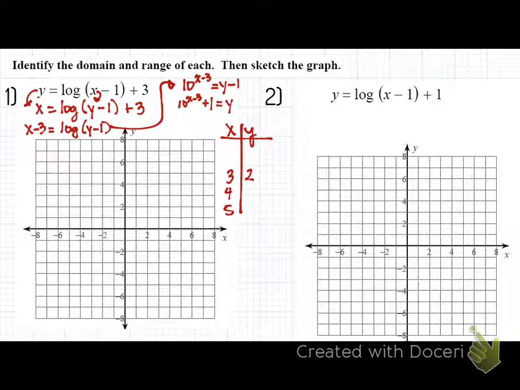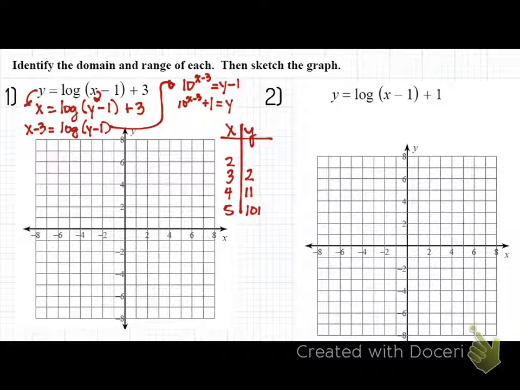Okay, here we go. What's 4 minus 3? 1. 10 to the 1 power is 10. 10 plus 1 is 11. So when I have an input of 4, I get an output of 11, right? Now we're going to do 5 here. What's 5 minus 3? 2. 10 to the 2 power is 100. 100 plus 1 is 101, right? So this is an ordered pair, 5, 101. Now, do I have 101 boxes on this particular graph? No, but we know it could go on forever in that direction.